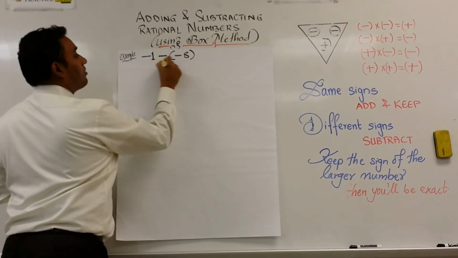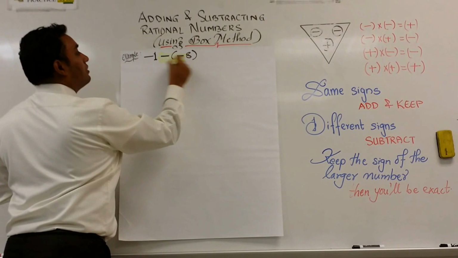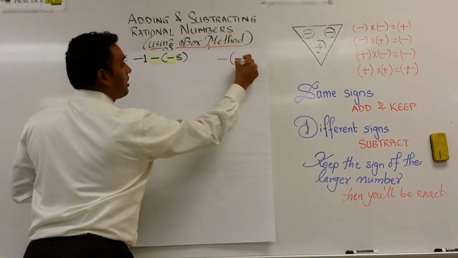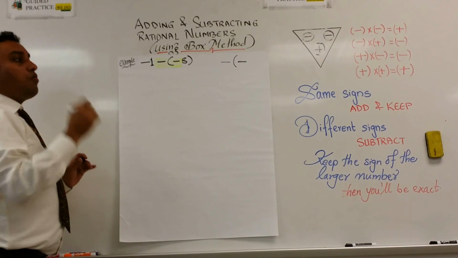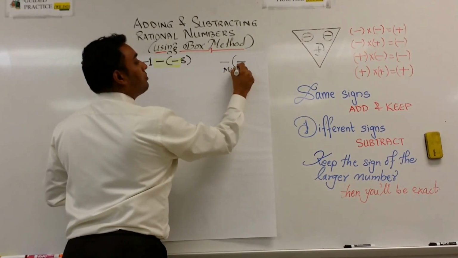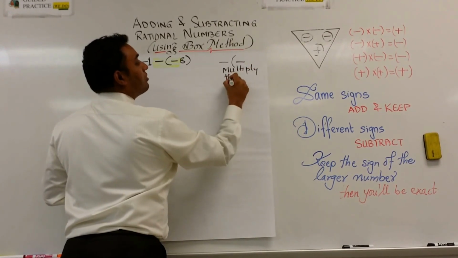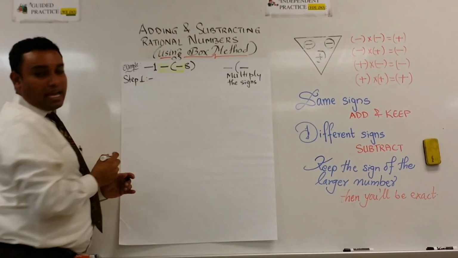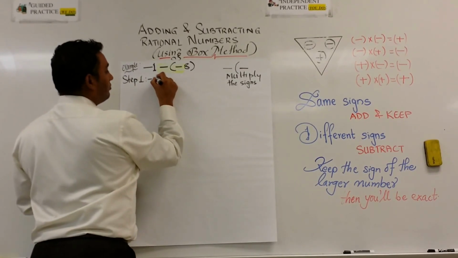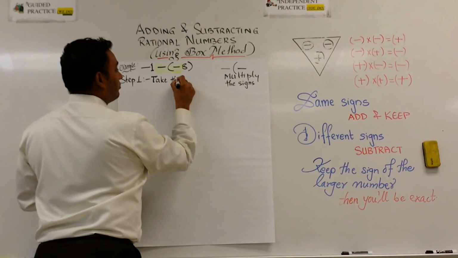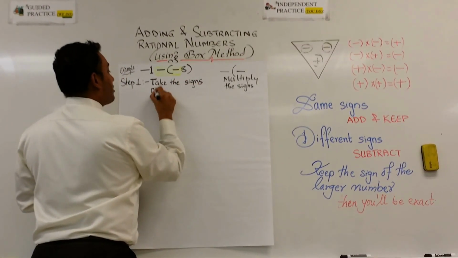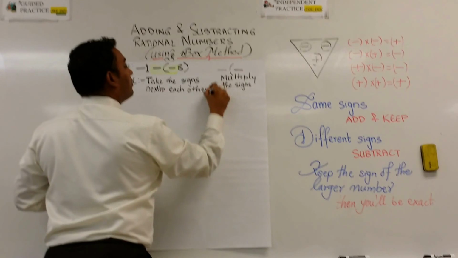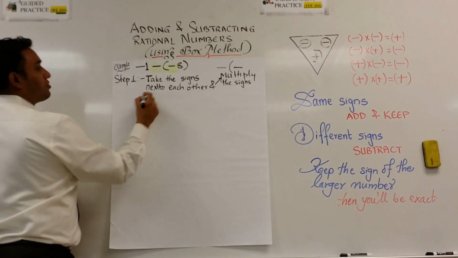Now the first step you always want to do is look at these two signs over here. I'm going to highlight that. When you have two signs next to each other, always remember, multiply the signs. So step 1 will be multiply the signs. Check the sign. Take the signs next to each other and multiply the signs. So this will become what?